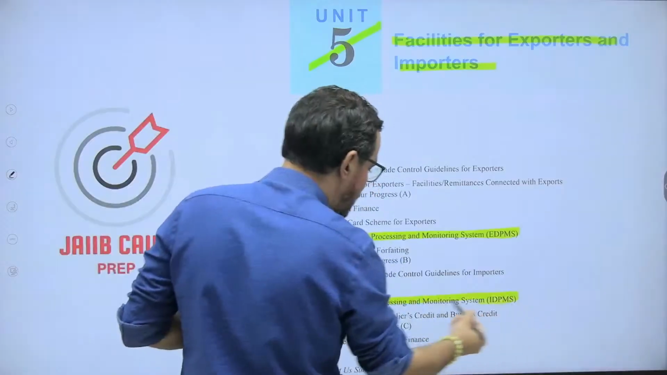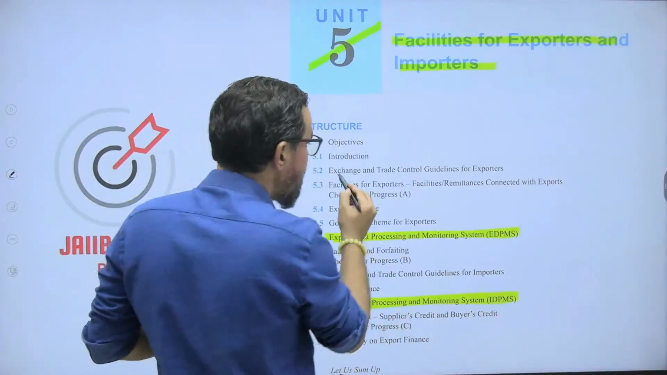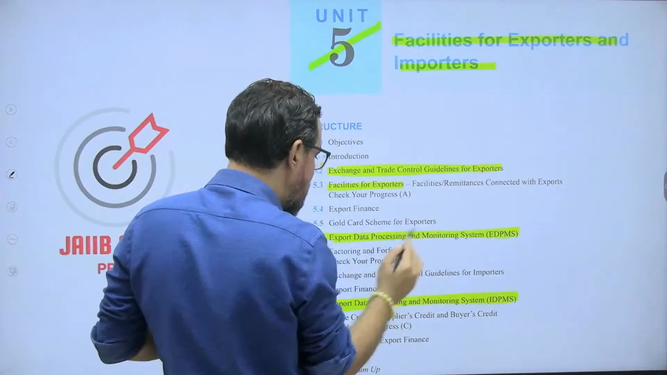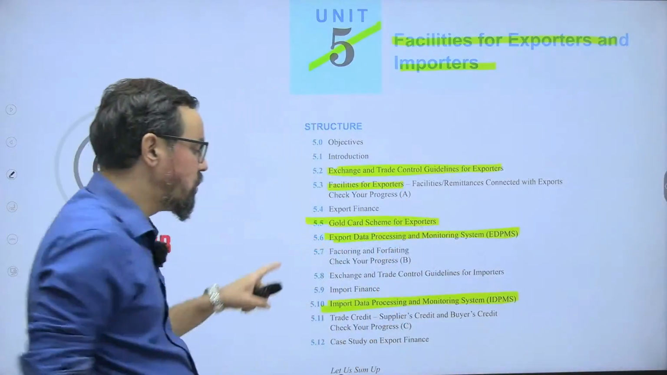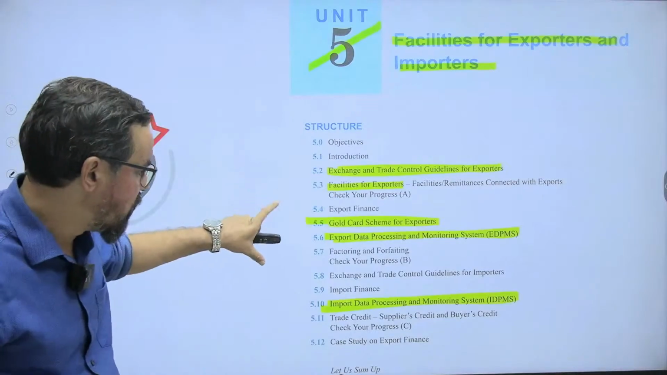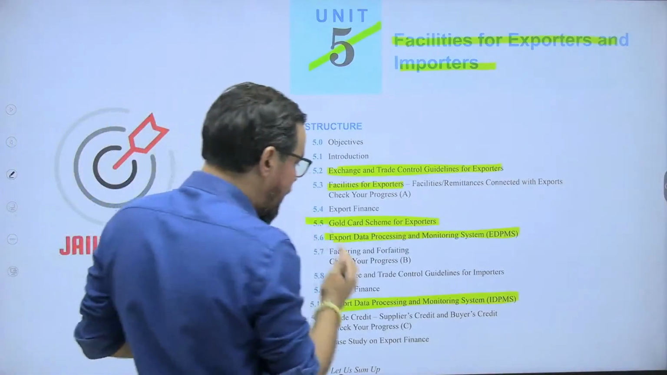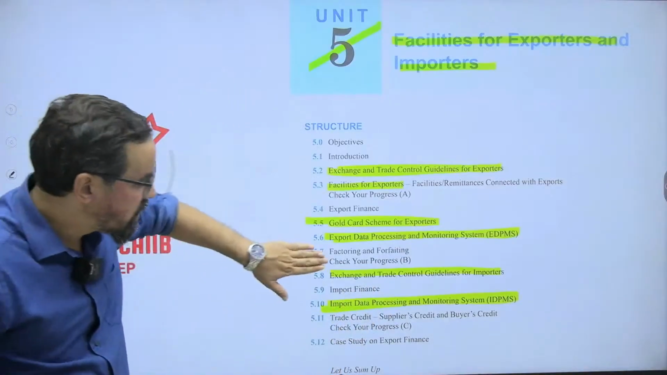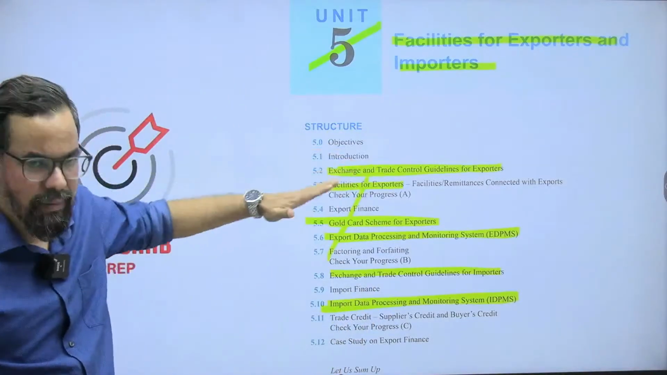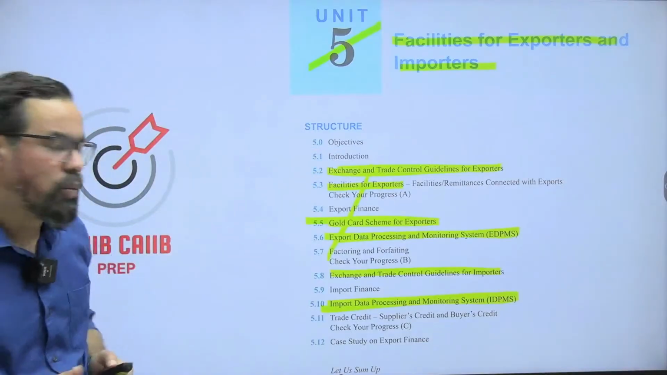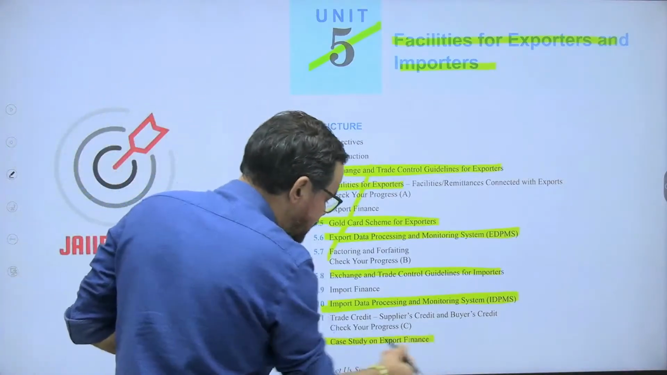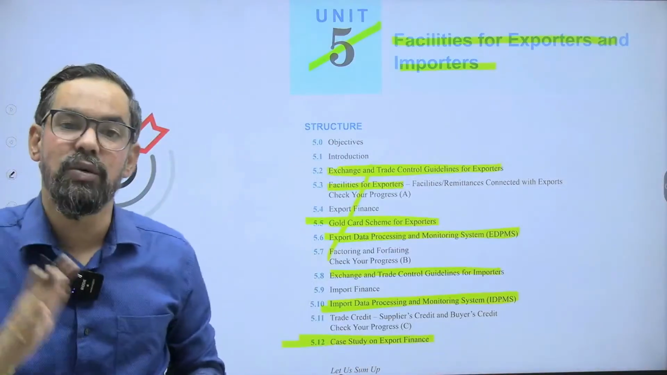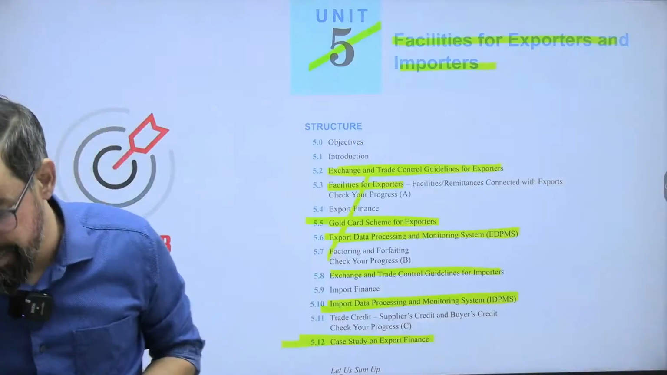This import data processing monitoring system. Exchange and trade control guidelines, facilities for exporters, gold card scheme also, and diamond dollar accounts should also be part of this particular one. Exchange rate control for importers and all. Most of the time you'll see questions around the exporter things, but do not have that kind of mindset. You have to study both, and we have some case studies on export finance also. That's why we feel that most of the time they ask questions around export finance itself, right?